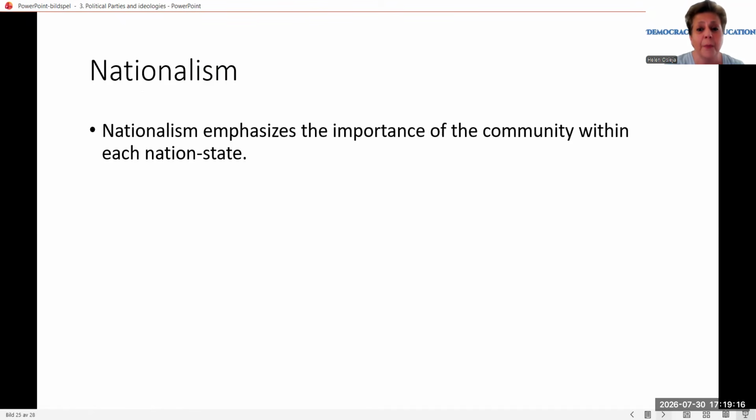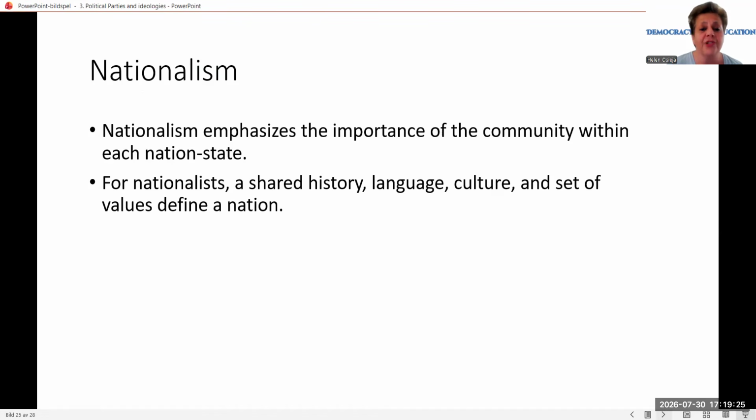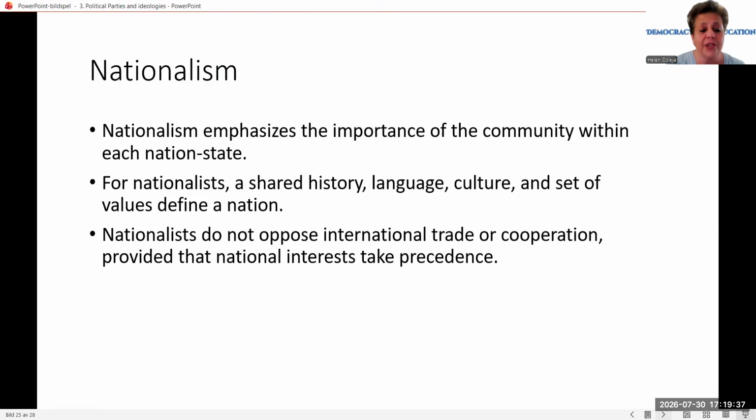Nationalism emphasizes the importance of the community within each nation state. For nationalists, a shared history, language, culture, and set of values is what defines a people or a nation. Nationalists do not oppose international trade or cooperation, provided that national interests take precedence, that the people of the country have priority over international interests, organizations, companies, etc.